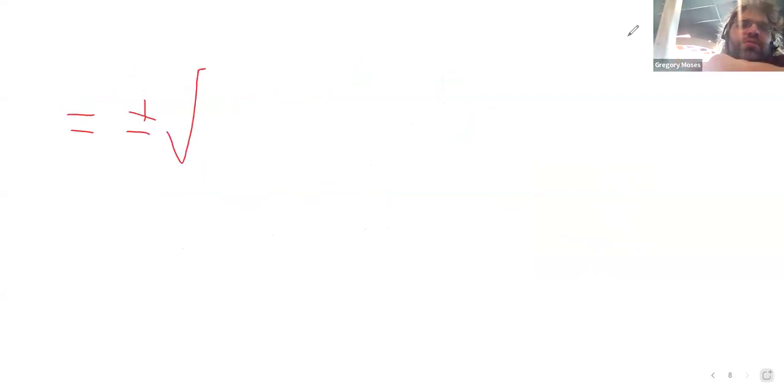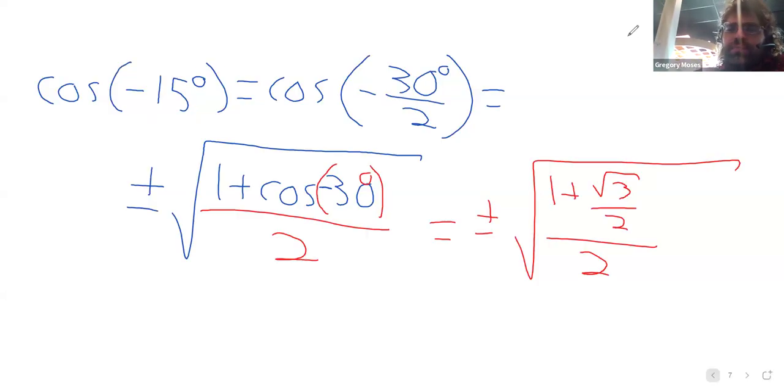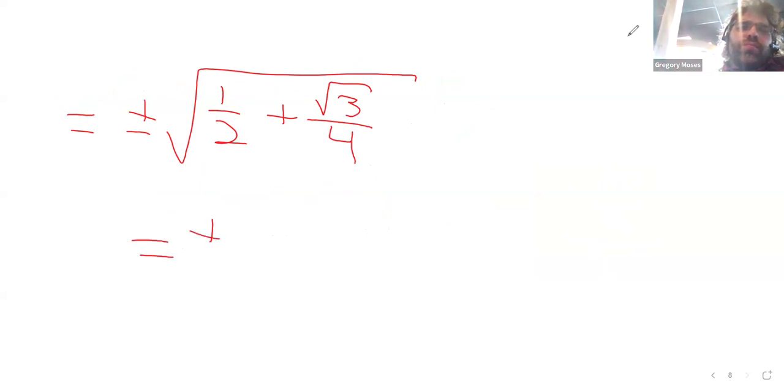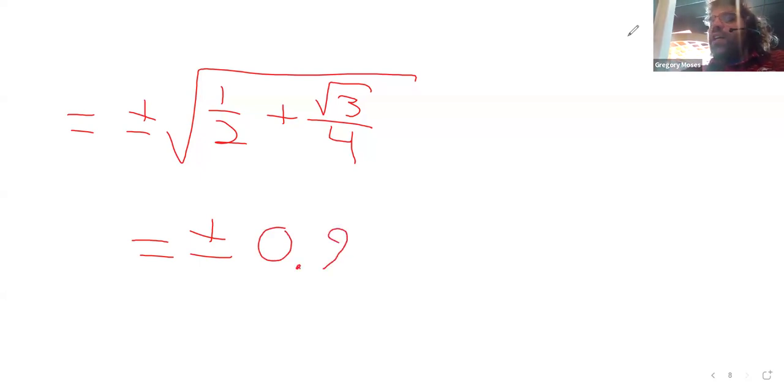So plus or minus the square root of 1/2 plus the square root of 3 over 4, which, if we plug it into our calculator, is plus or minus 0.966.